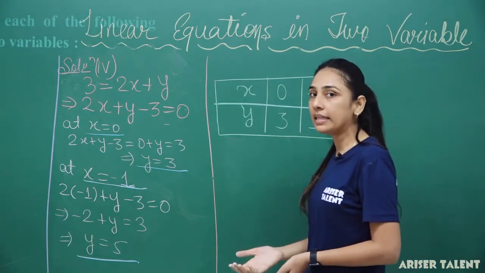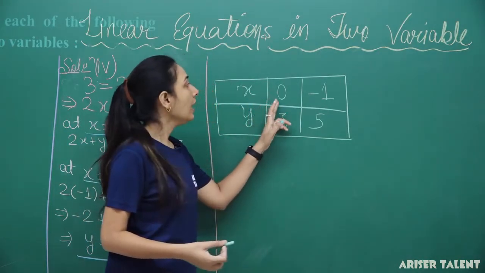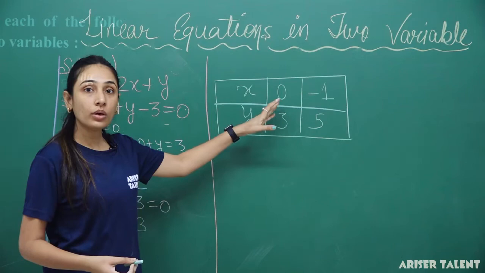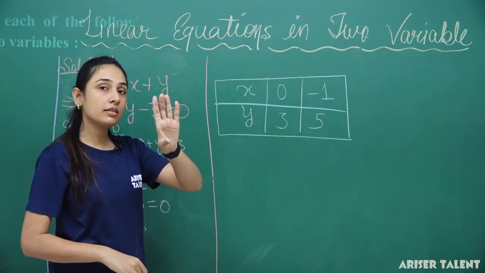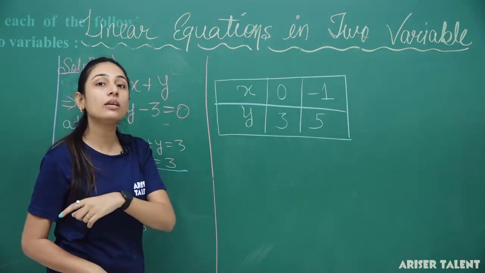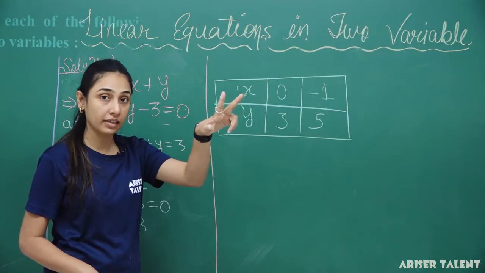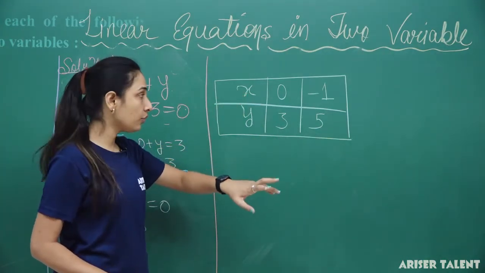But the graph will be linear, right? So you can take many more values, even more than 2 values, and then you will just be joining all these 3 points, and you will find it to be linear only. That means a straight line you will get from 3 points also, right? So with these 2 points I am doing this thing.